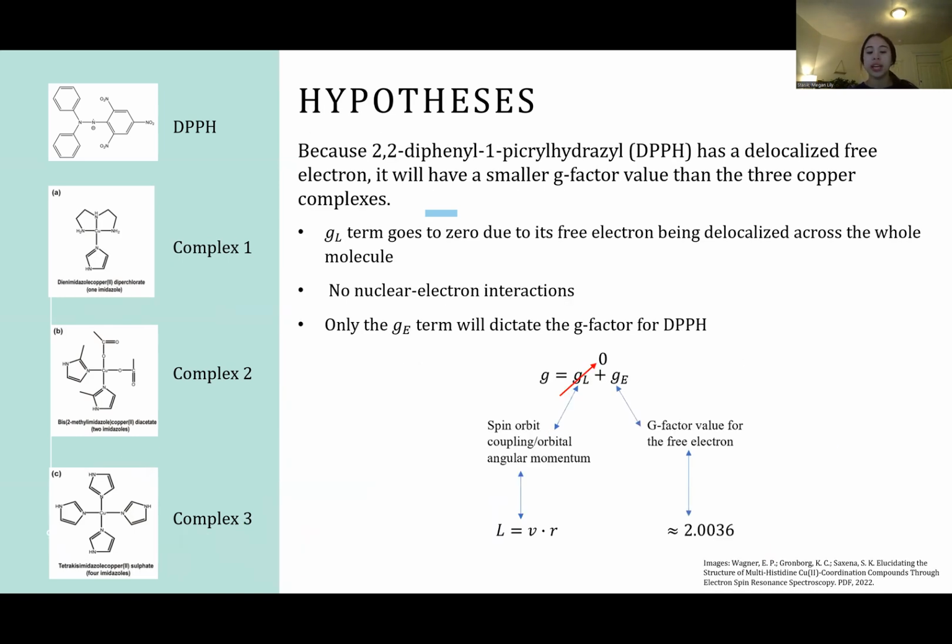One last thing to mention before we analyze the ESR spectra is that we are taking one for DPPH in order to measure its g factor. So DPPH represents an electron that is free from orbital momentum coupling. Thus, we can reference its g factor as a standard to set up the parameters of our experiment. So we had hypothesized that since DPPH is free from the spin-orbit coupling because of its delocalized free electron, it will have a g factor value that is less than the 3 coordinated compounds under analysis. This is because for DPPH, the g sub L term goes to 0 since there are no nuclear electron interactions.